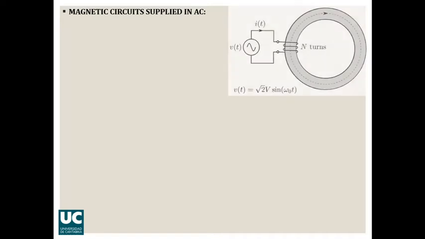When we have a magnetic circuit, we must distinguish between the circuits which are supplied in alternate current and the circuits which are supplied in direct current. So, in this example, we have a magnetic circuit which is supplied in alternate current. That means that the voltage is a sinusoidal wave that varies over time. Here, the wave has been expressed depending on the angular velocity and the time, okay?